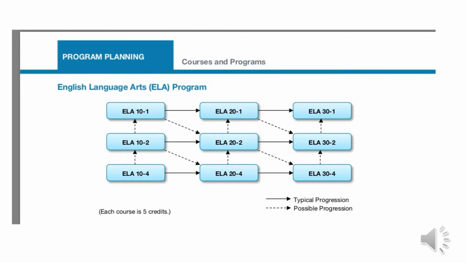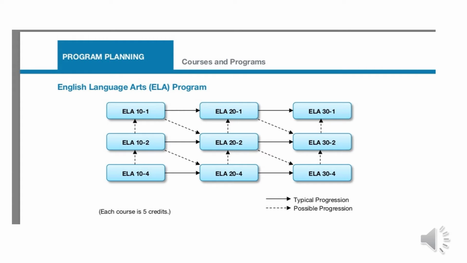So taking a look at the various core streams, I find that these graphics are helpful in showing you the various progressions to move through high school. You'll notice that within the arrows here that there are 2 types, a typical progression, a solid arrow, and a dotted arrow, which is a possible progression. And so once again, we're going to start off with taking classes at the 10 level. And so your child will either register in ELA 10-1 or 10-2.